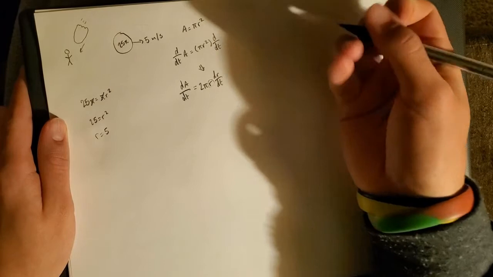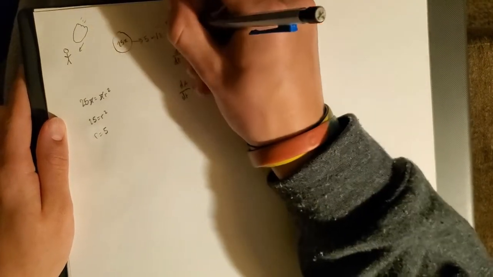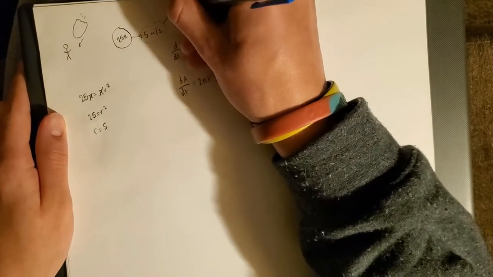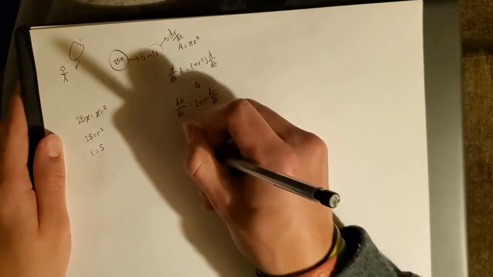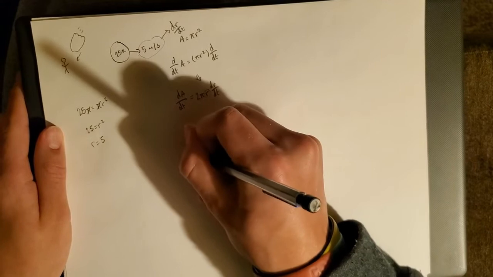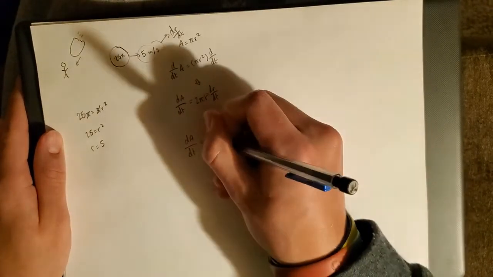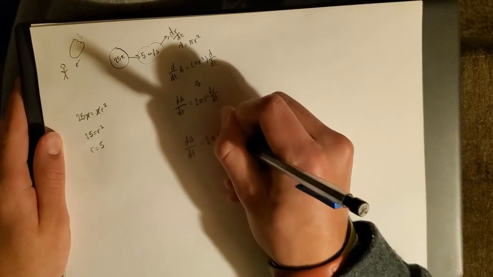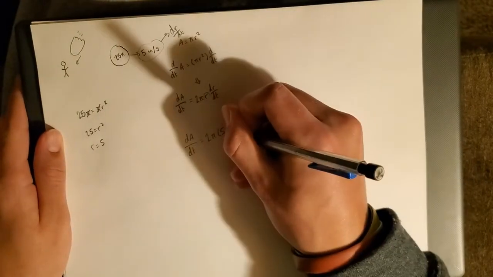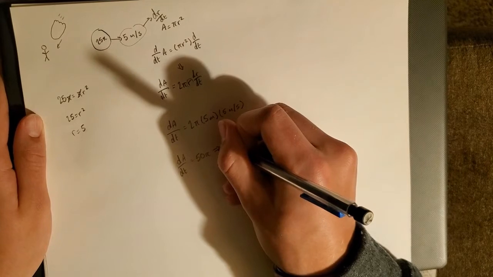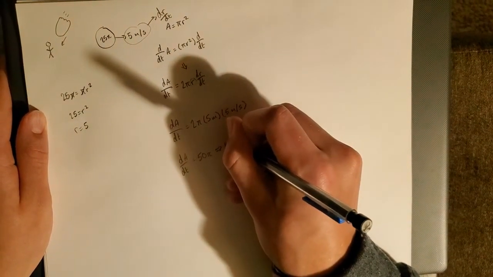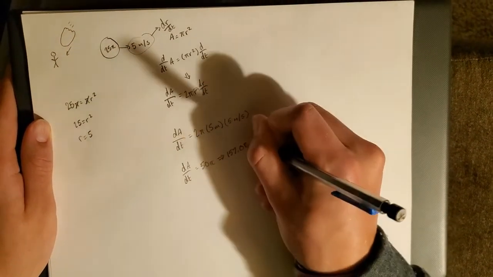So now he can plug in values. He knows that dr/dt is equal to the 5 meters per second because that is the rate at which the radius expands. He ends up with dA/dt equals 2 pi times 5 times 5. This calculation tells Iron Man that the area is expanding at a rate of 50 pi, or 157.08 meters squared per second.